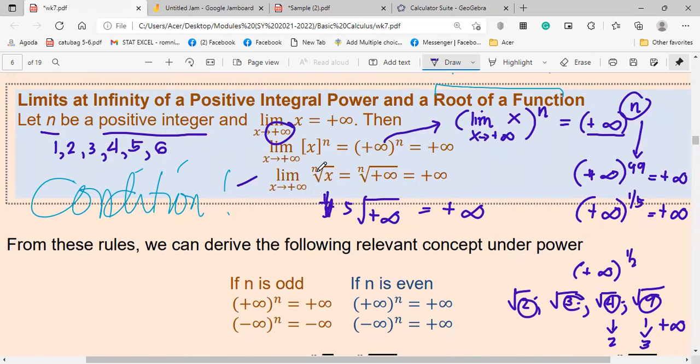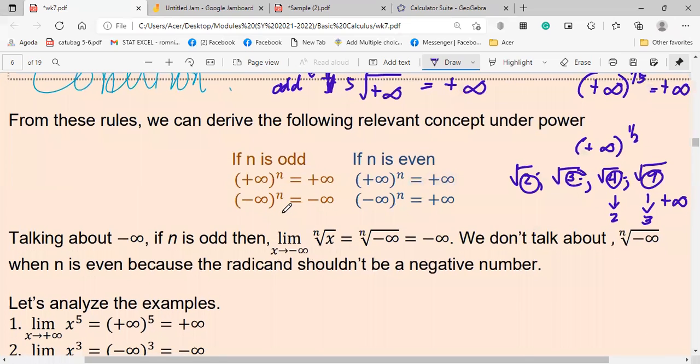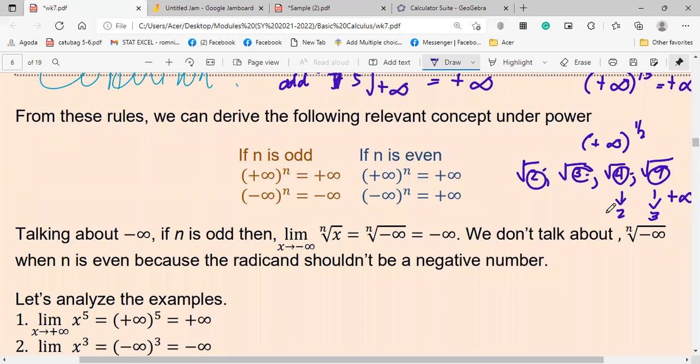Okay? And another here is, even if n is odd, it will always be positive. Okay, but anyway, pasok na yung odd and even kay positive integer. Okay? That is for positive infinity. So, mula daw dito sa rules na to, from these rules, pwede tayong mag-derive ng relevant concept under power. Kapag ang n ay odd, raising a positive infinity to n is positive infinity. But when you raise a negative infinity to n where n is an odd, will give you negative infinity.